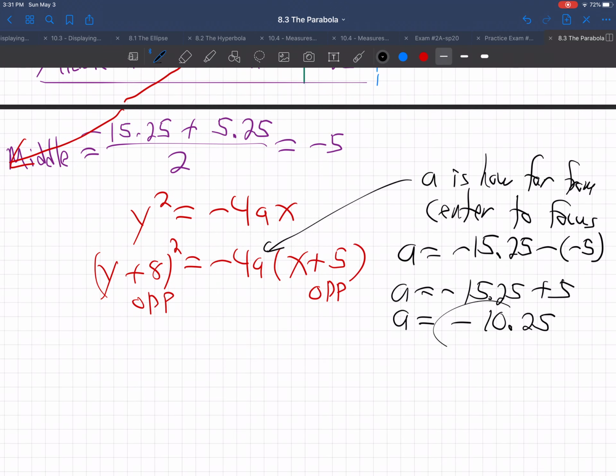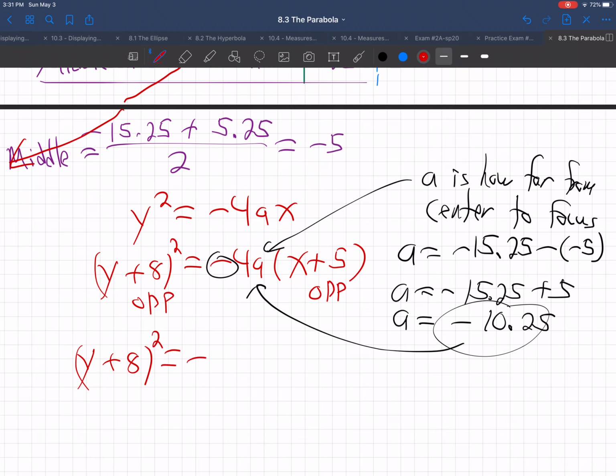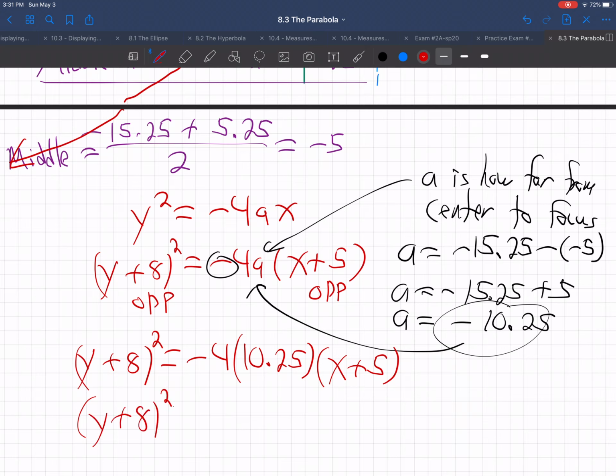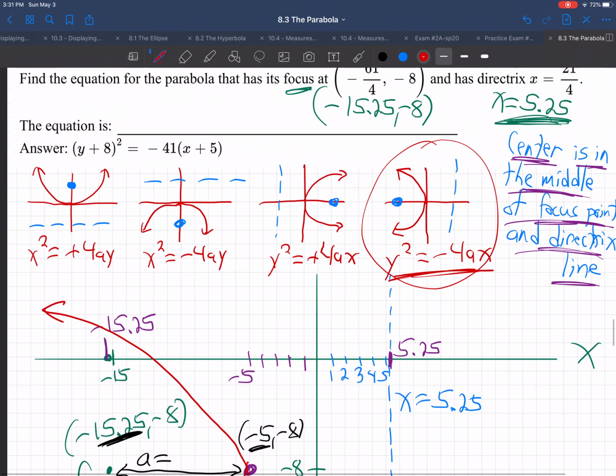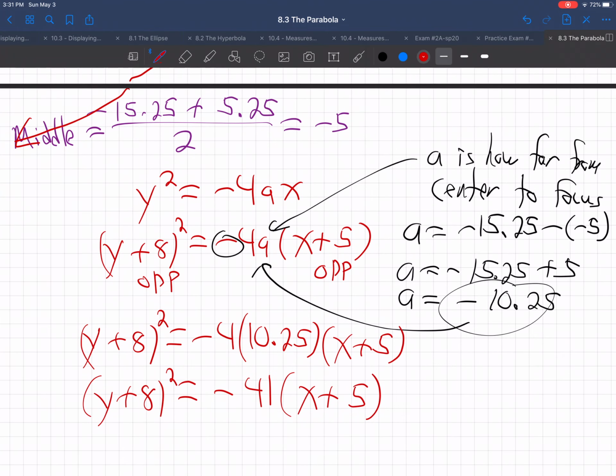So, all right, there's A. We've already got the negative right there in the formula, so we don't really have to rewrite that. So y plus 8 squared is negative 4 times the A, which is 10.25, times x plus 5. Multiply that on your calculator, you'll get minus 41. Let's make sure we got the answer right there. So we got y plus 8 squared equals negative 41 times x plus 5. Yep, we got the right answer. So there we go on that one.